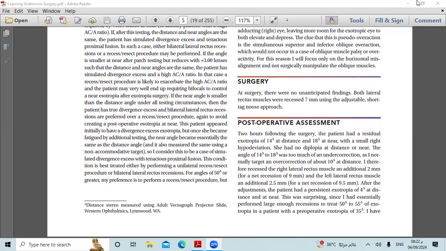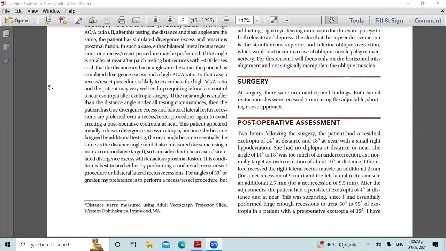And the pattern, as Dr. Sara said here, you will see an X pattern. X pattern means tight lateral rectus here. And this pattern will disappear after a lateral rectus recession in this case. Okay, thank you, Dr. Muhammad. Yes, continue, Dr. Aima.